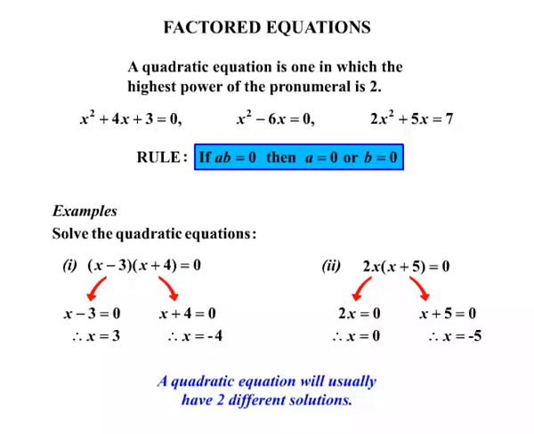Now, a quadratic equation will usually have two different solutions. So you can see that first equation there, the solutions were x equals 3 and x equals minus 4, so there were two solutions. And then in our second equation, again, two different solutions. So that will often be the case.